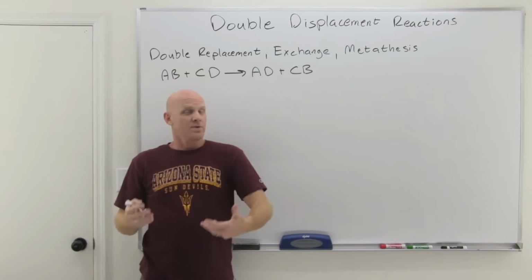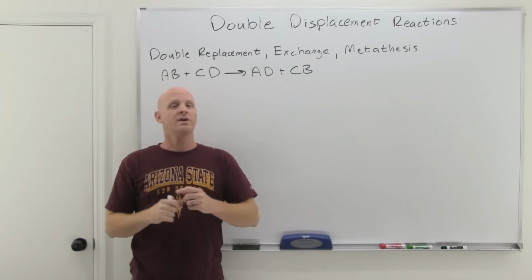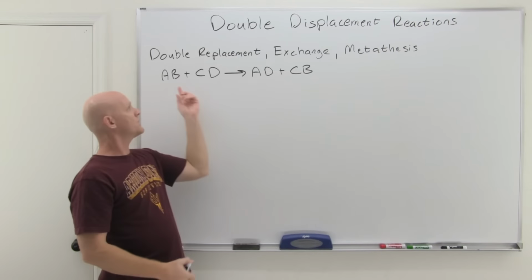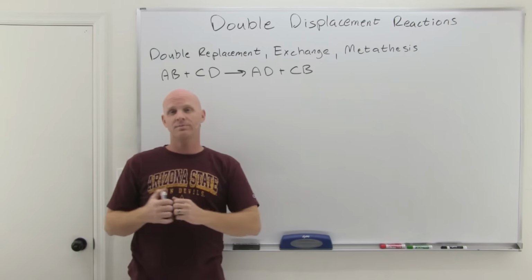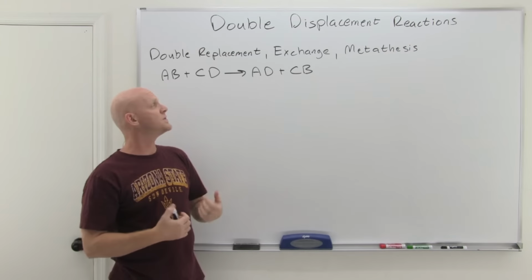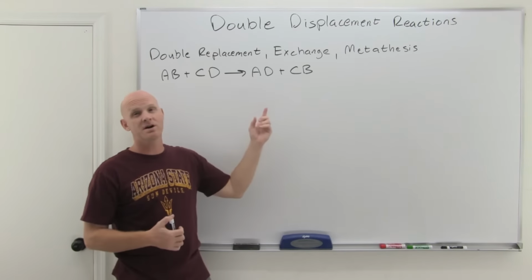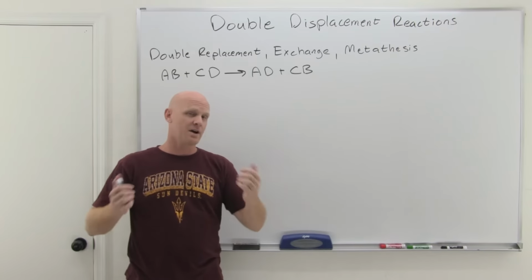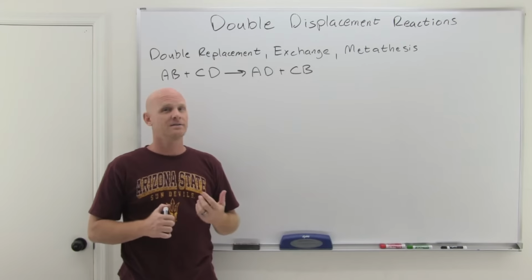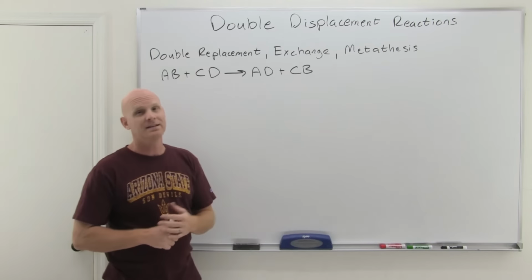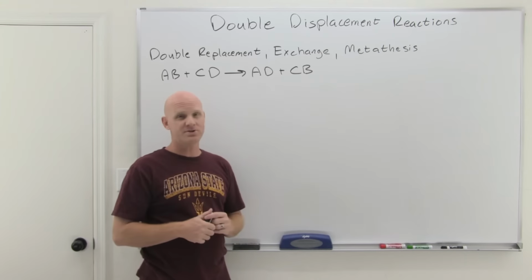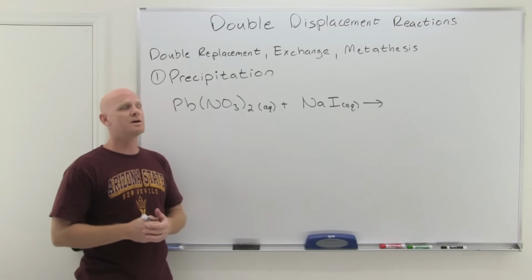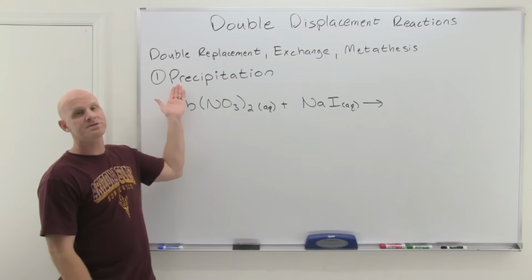And so if we form a solid, we'll end up calling that a precipitation reaction. If your reactants are an acid and base, we'll call that an acid-base neutralization. And if it's one special case that results in the production of a gas, and specifically we'll look at one that produces carbon dioxide gas, then that'll be our gas-forming double displacement reaction. Let's take a look at precipitation reactions.